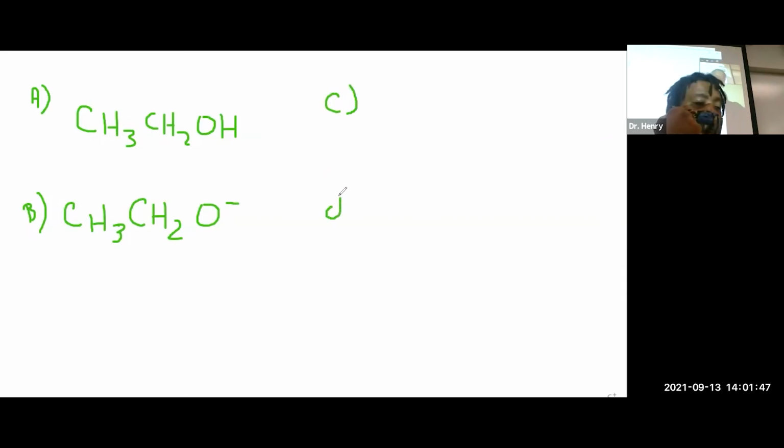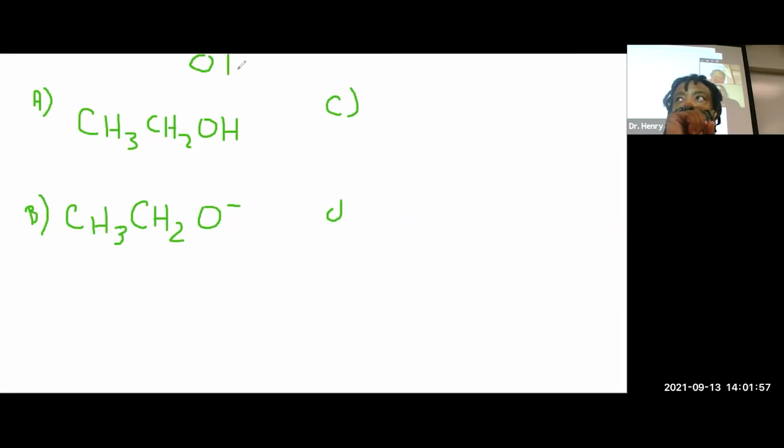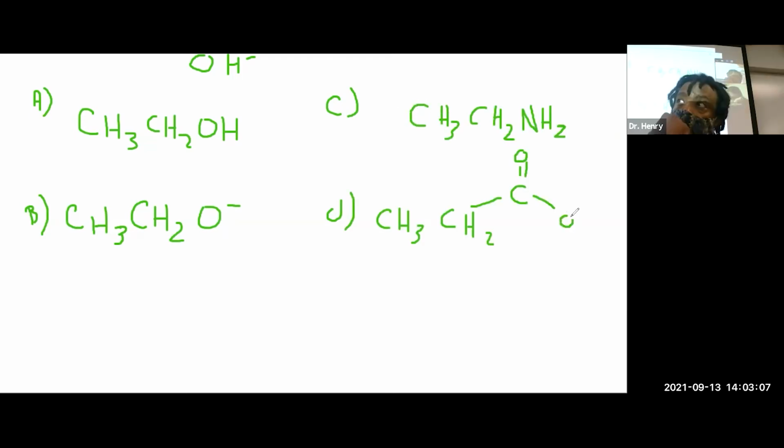Now you're going to assume that you're interacting with, not water, but a base, right? So you're going to assume that you're interacting with the hydroxide. That's what you're going to assume. So I want you to draw the conjugate acid for that. C, we'll go C.